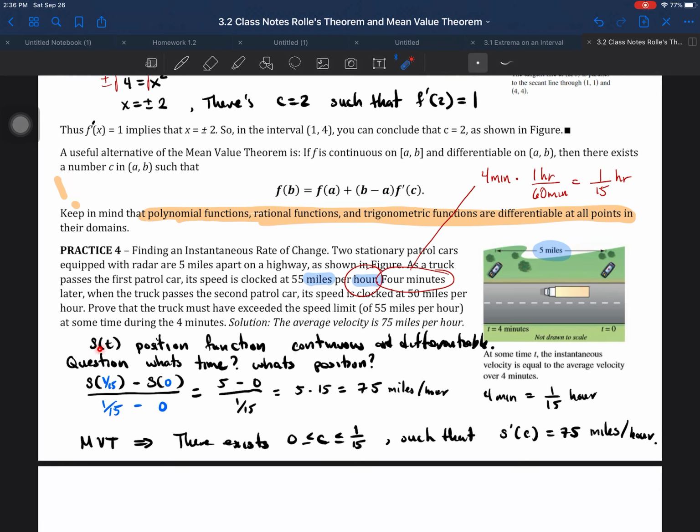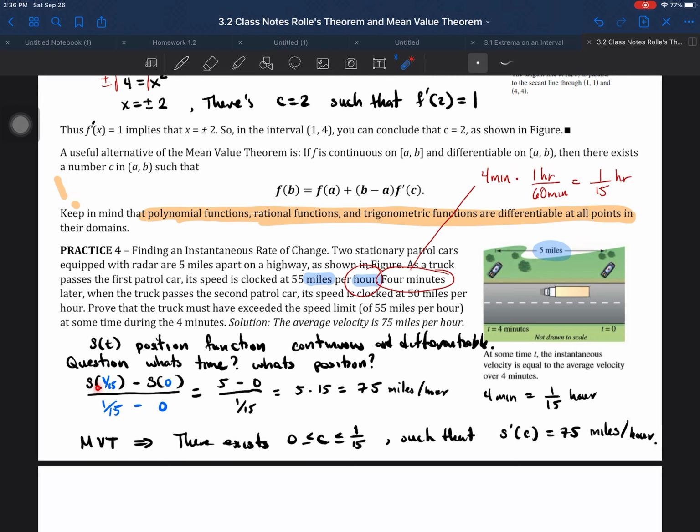We are talking about velocity, and velocity is the derivative of the position function. So we can say that s of t will be the position function. That's usually how we denote it. And we know that position functions are continuous and differentiable, so that meets the condition between 0 and 4. The question is, what's the average velocity? We can figure out the average velocity between the 2 points.